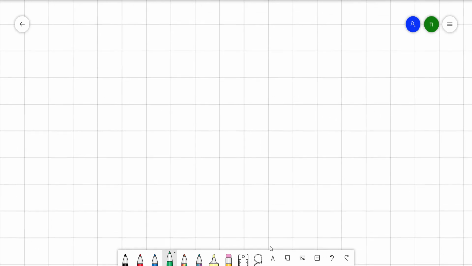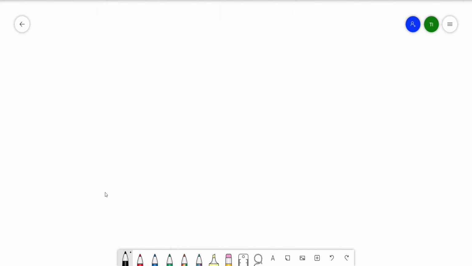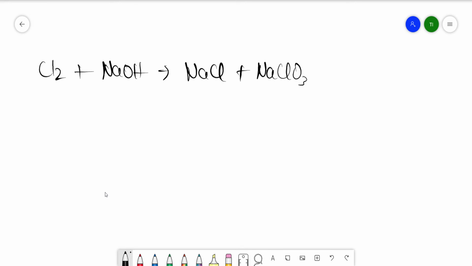The place where we actually practically applied this was when we reacted hot sodium hydroxide with chlorine. So Cl2 plus NaOH, which gave NaCl plus NaClO3 plus H2O, if I remember correctly. Was that the equation? I believe so. Yeah, that was the equation.